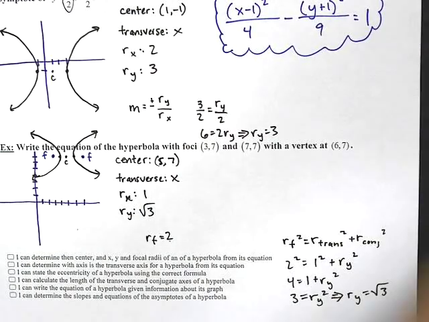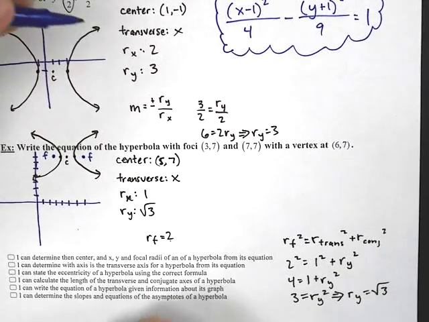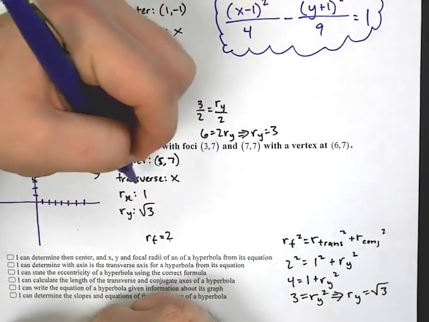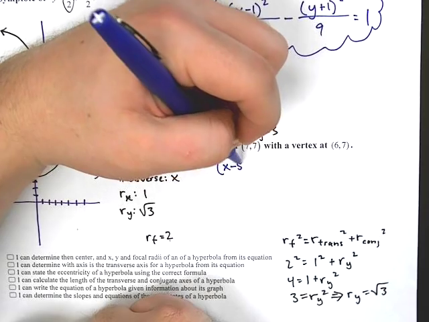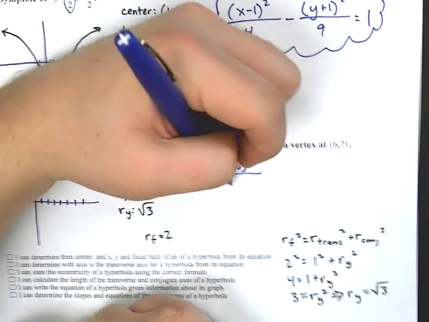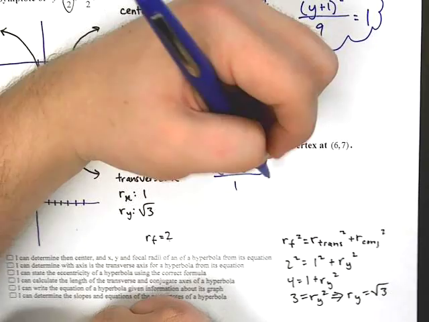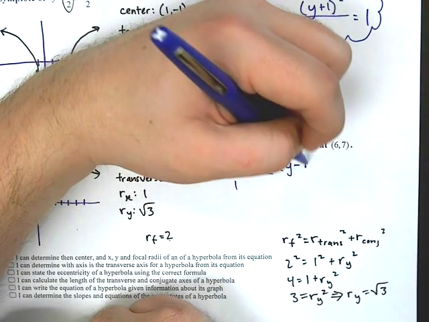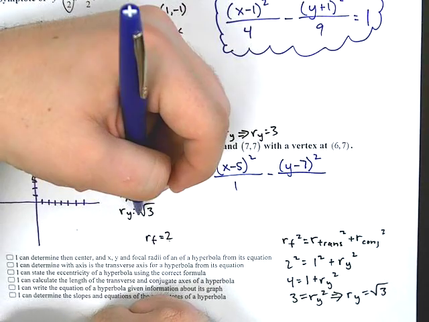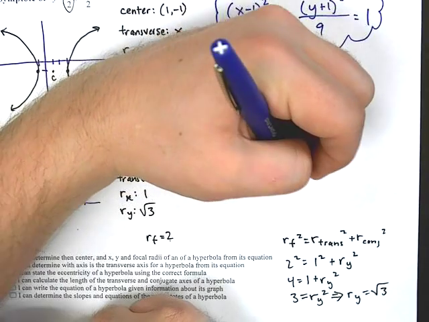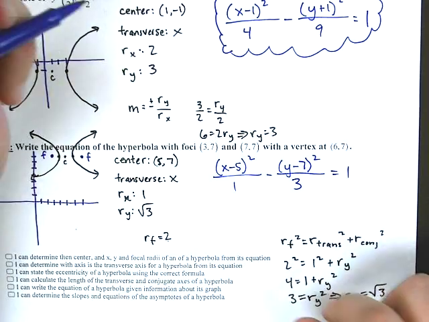Well, almost. Alright, we go ahead and we write this. We know that transverse is x, so x first, y second, square root 3 squared is just 3, and we are done with all of our problems, okay?